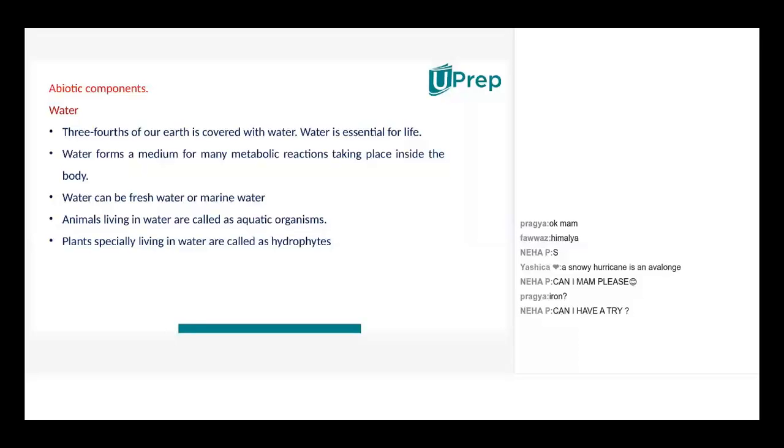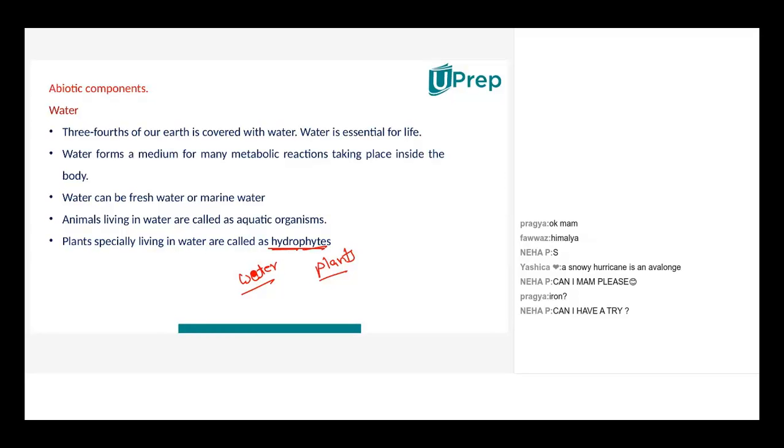Hydrophytes. Correct. So what is the meaning of hydro? Water. Hydro means water. And what is the meaning of phytes? Phytes means plants. So you've got your meaning from here. Plants which are found in water are known as hydrophytes, for example, water lily, lotus. They could be fully submerged, partially submerged, or floating. There are different types.